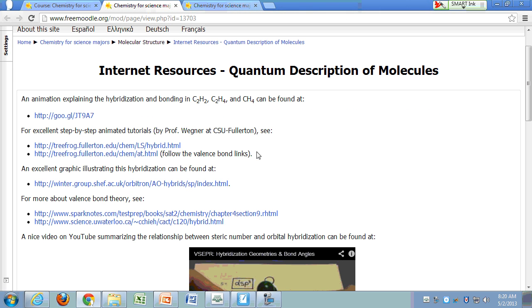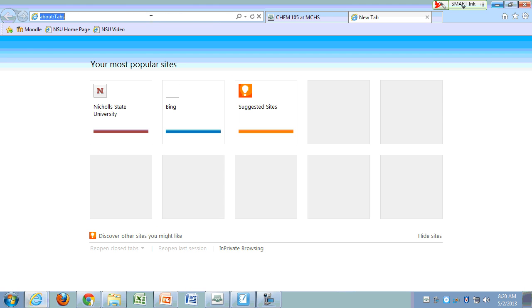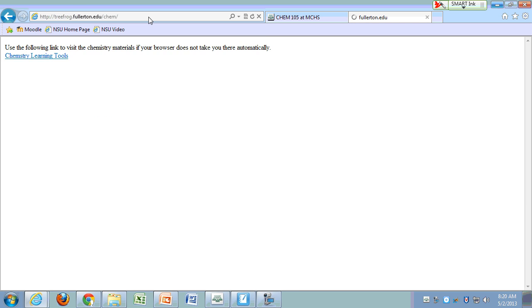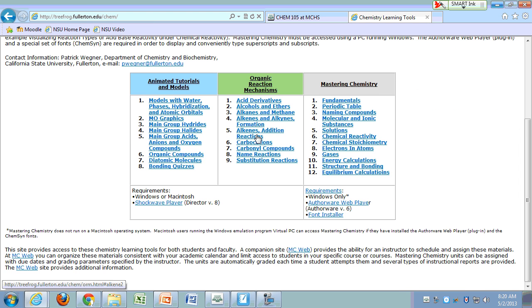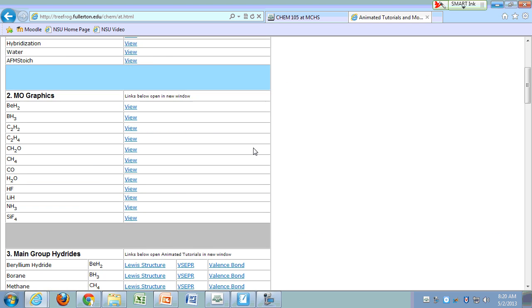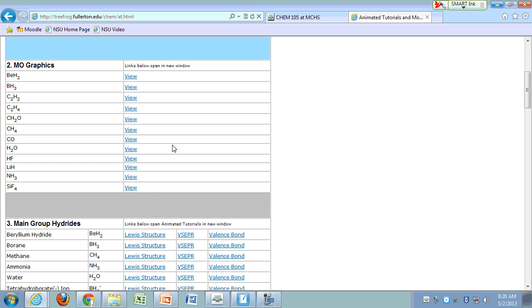And you go to treefrog.fullerton.edu, or you can just do a search. So let me see if I can do a search here. You can go to treefrog.fullerton.edu, and right here there are animated tutorials on how to draw Lewis structures. It's best to use Internet Explorer for this site.